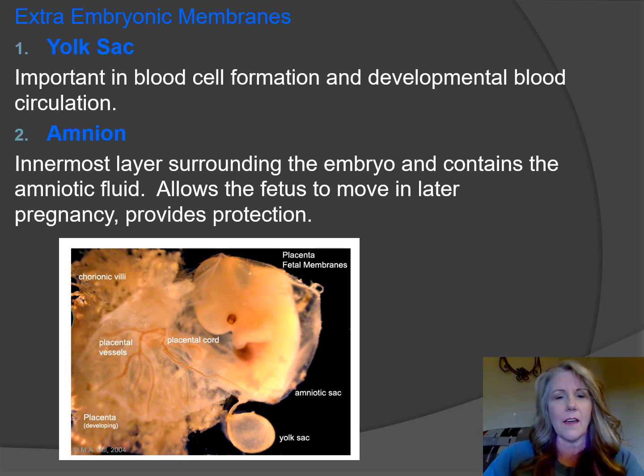We have another one that's called the amnion. The amnion is the innermost layer that surrounds the embryo, and it contains the amniotic fluid. The amniotic fluid allows the fetus to move later in pregnancy, and it provides protection. Now, what type of protection? A cushioning protection for the developing fetus.